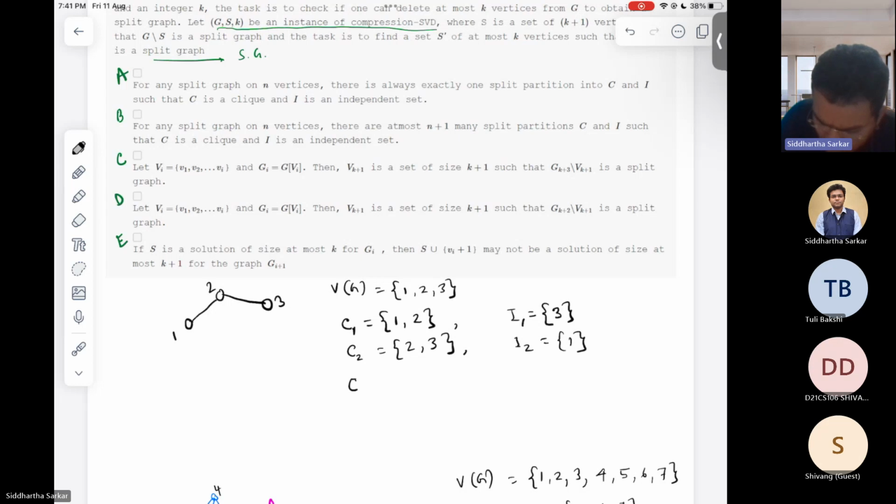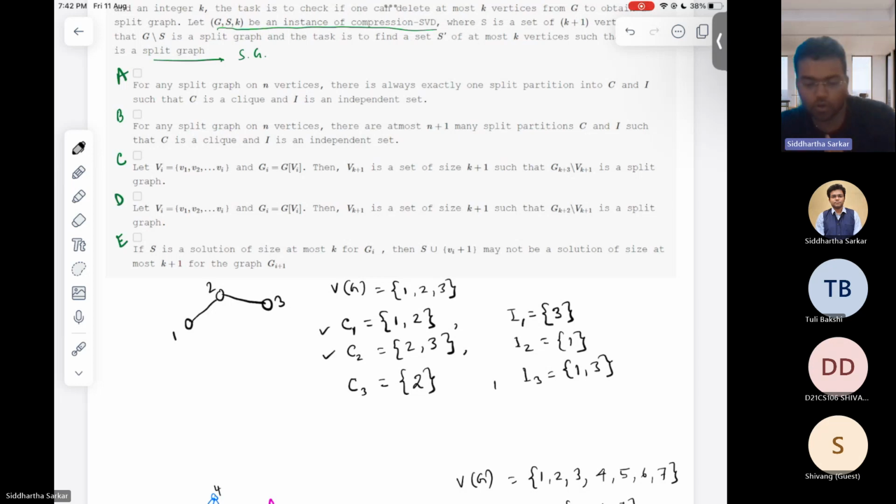Some people can also write another partition. They say that okay, 2 is itself a clique of size 1, and 1 and 3 are an independent set, because there is no edge between them. Some people write it, but anyway, the point is that the statement that there is only one way to split is not true.